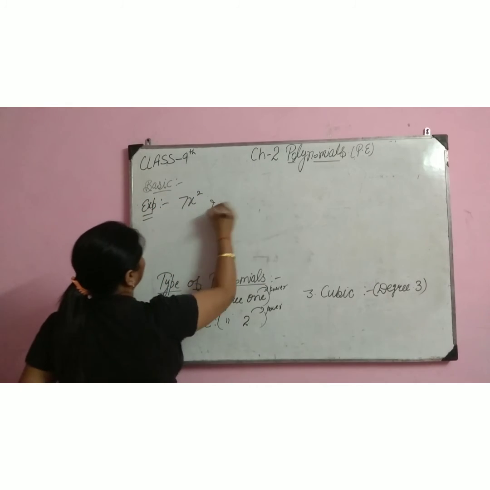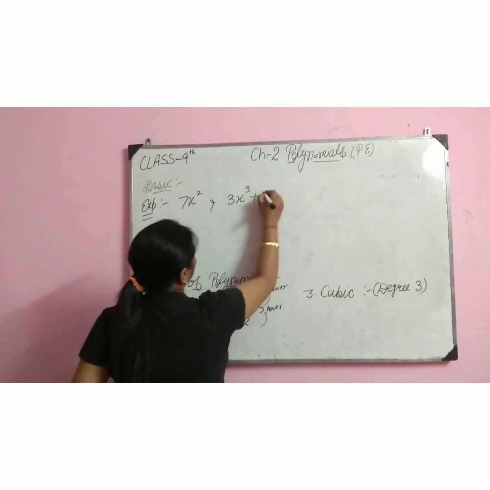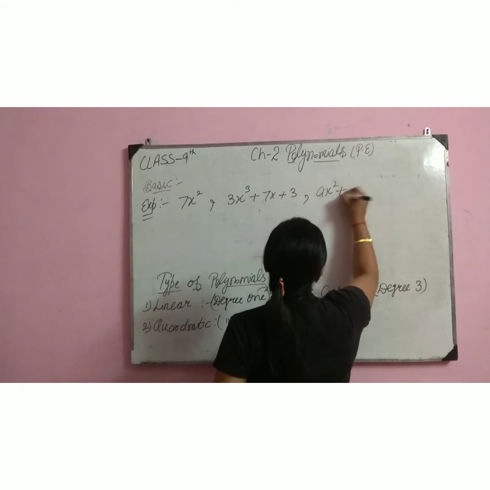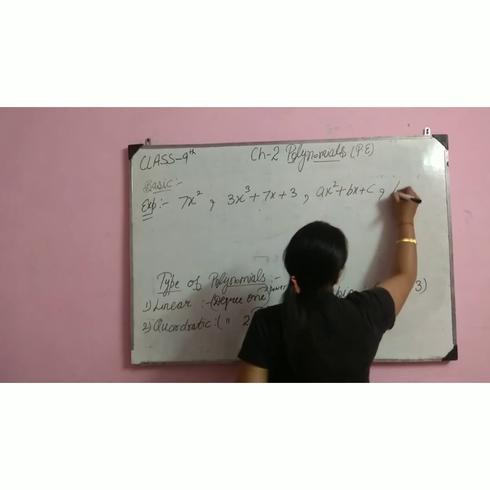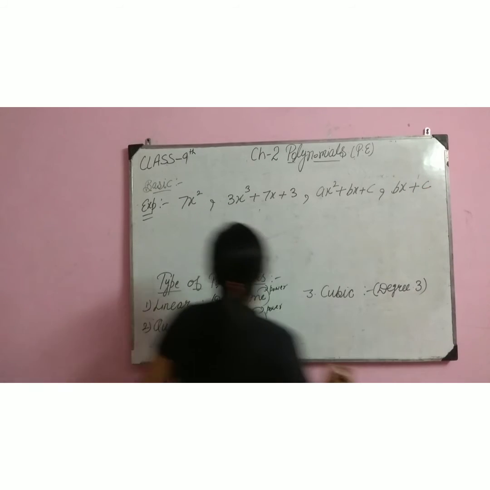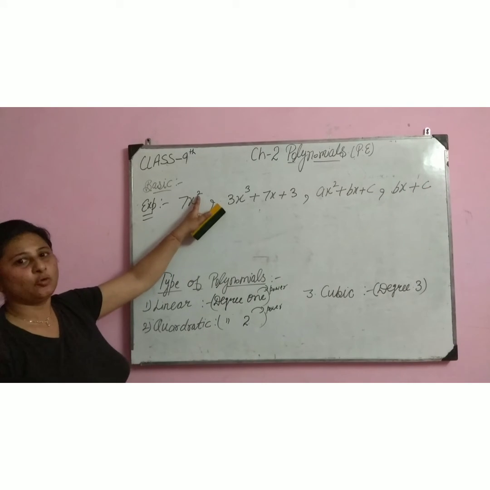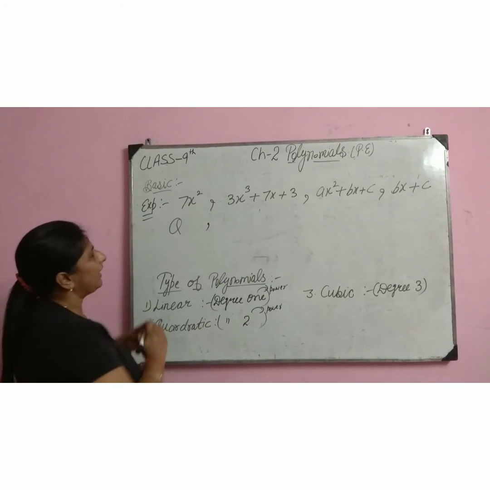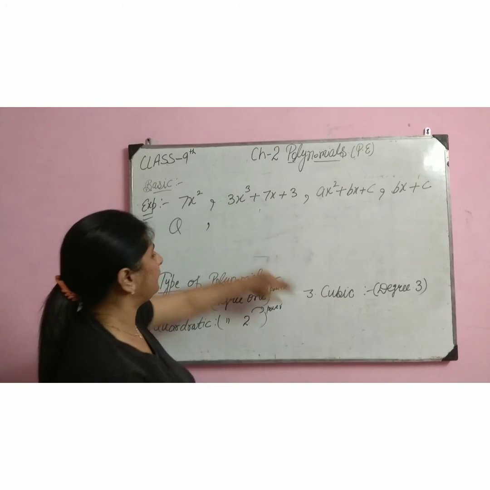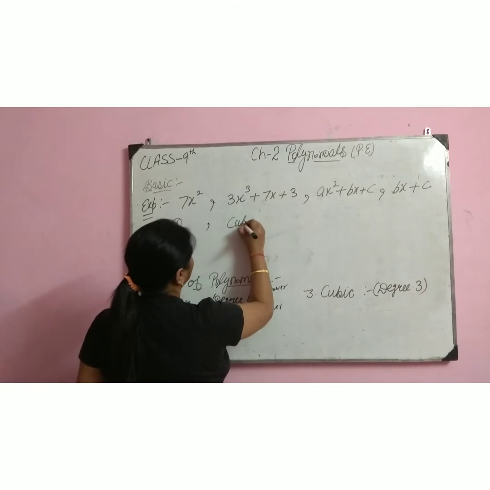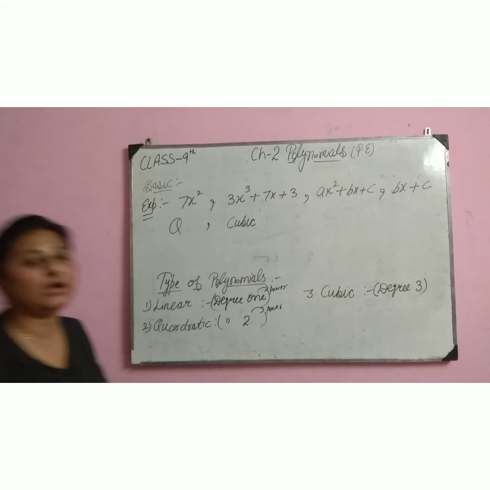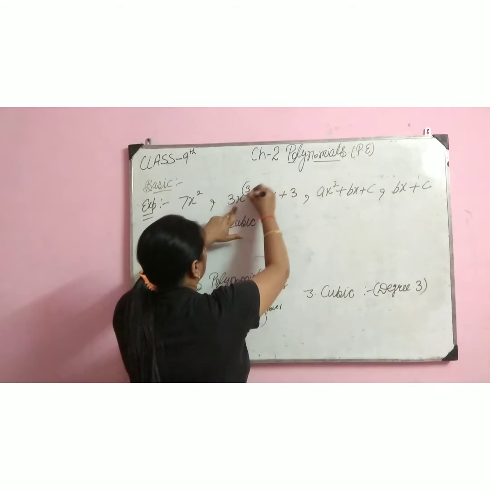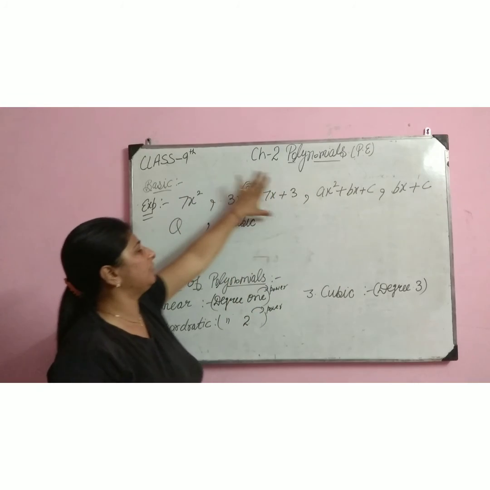7x square plus 3x plus 7, and ax square plus bx plus c. Now check. The highest degree is 2. Then this expression is quadratic. Where the highest power is 3, which category does it belong to? Cubic. I have no concern with the other terms. I am just concerned with the highest degree.